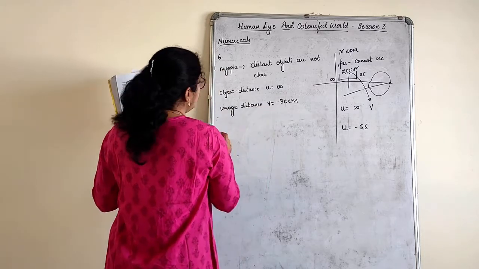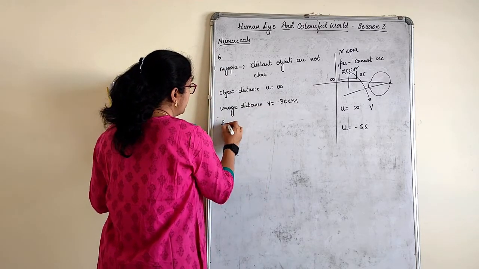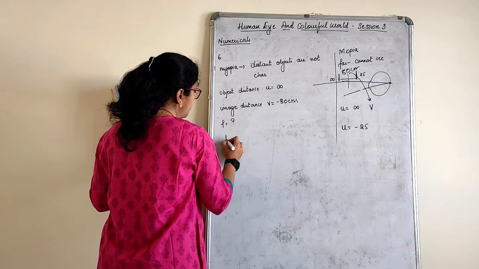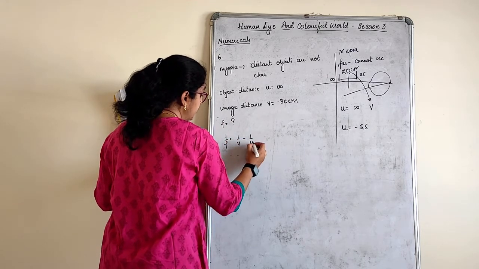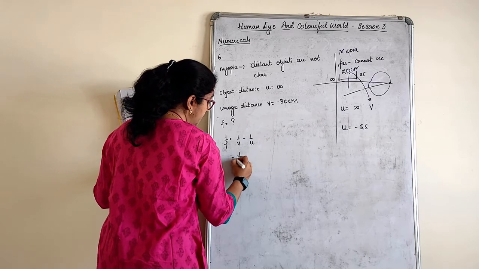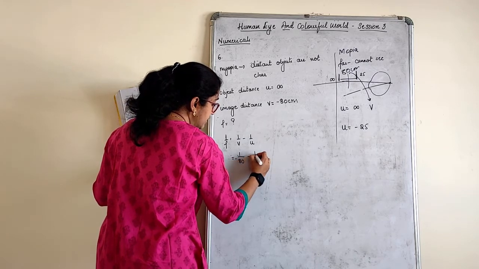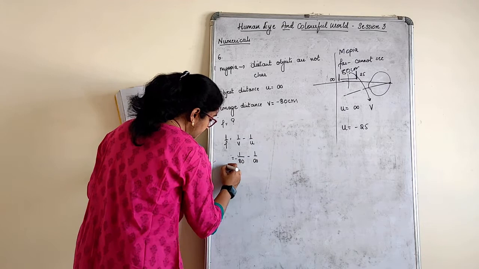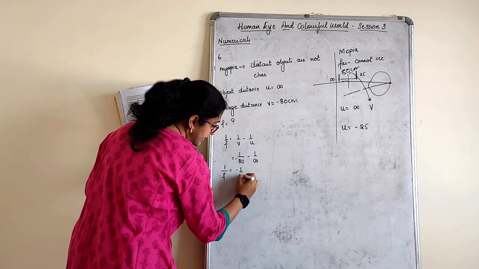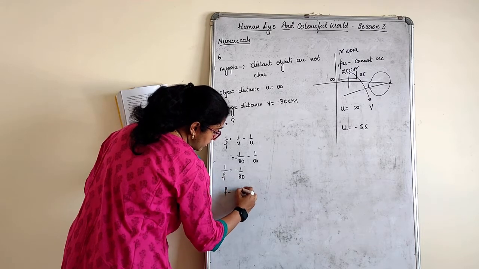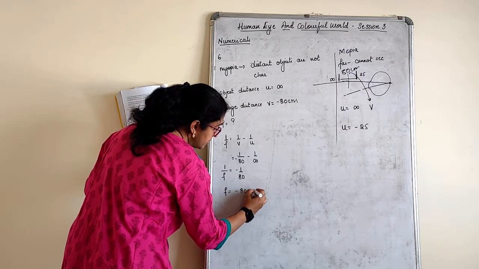So, let us do the next part. Focal length, what we have to calculate. So, 1 by F is equal to 1 by V minus 1 by U. So, 1 upon 80 minus 1 by infinity. So 1 upon F is equal to minus 1 upon 80. So focal length is equal to minus 80 centimeter.